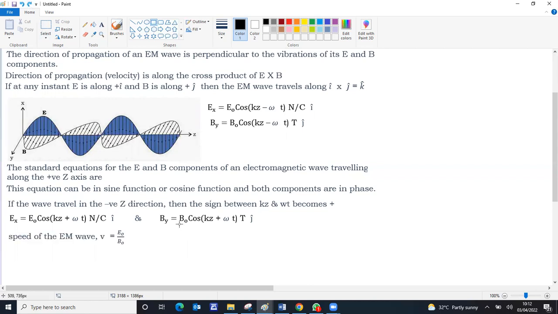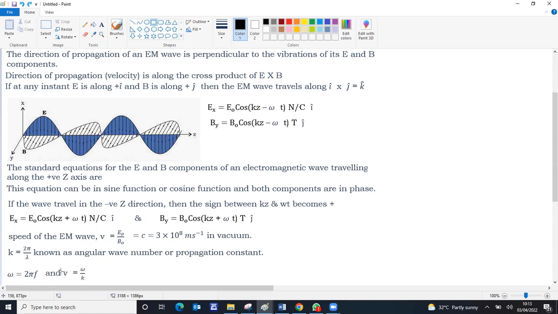Now, there are a few equations we should learn. There's a relation between E0 and B0. The ratio of E0 by B0 will always be the speed of the EM wave in that medium. If it's vacuum, that will be c, 3 into 10 raised to 8 meters per second. Then k is known as the propagation constant or angular wave number. It's always equal to 2 pi by lambda. Then omega is 2 pi f, where f is the frequency and omega is the angular frequency.